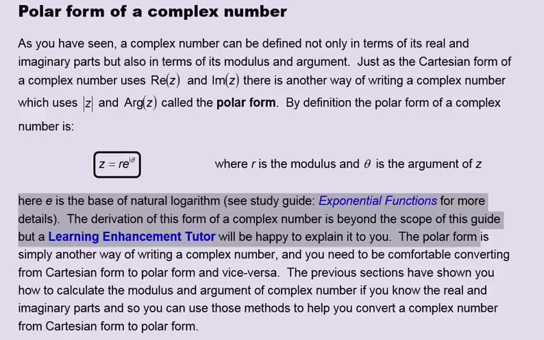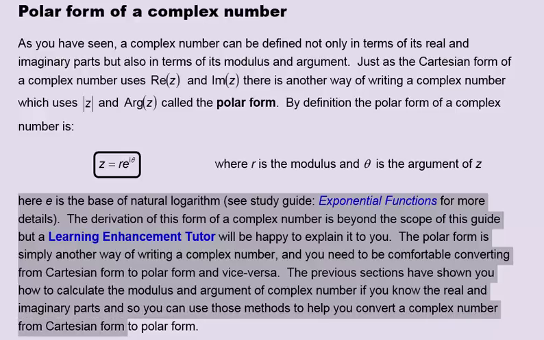The polar form is simply another way of writing a complex number, and you need to be comfortable converting from Cartesian form to polar form and vice versa. The previous sections have shown you how to calculate the modulus and argument of a complex number if you know the real and imaginary parts, and so you can use those methods to help you convert a complex number from Cartesian to polar form.